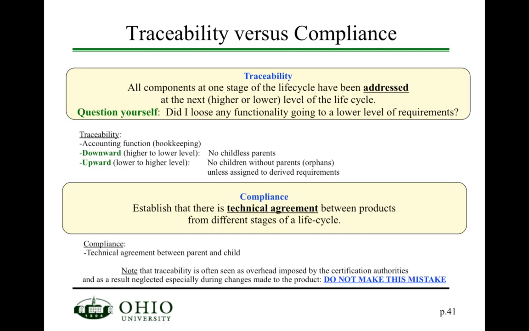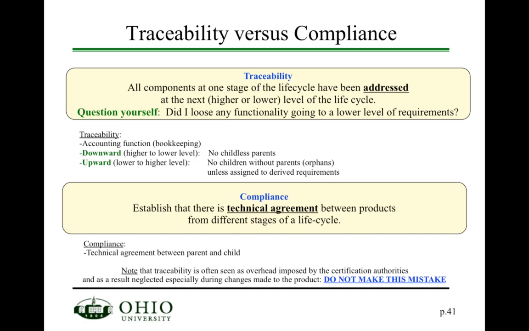Now, part of this is traceability. Just what I said, it tells you that all components at one stage of the life cycle have been addressed at the next level of the life cycle. So if one stage of the life cycle is coming up with system requirements, and the next stage is the software high-level requirements, you want to be able to trace every high-level requirement to system requirements, or otherwise identify it as a derived requirement.